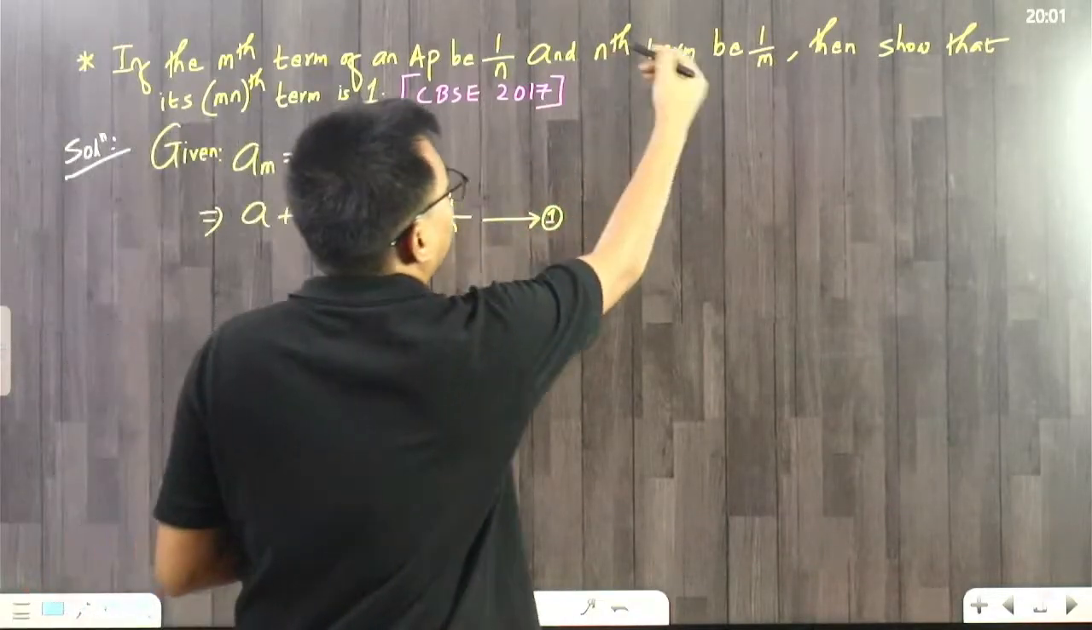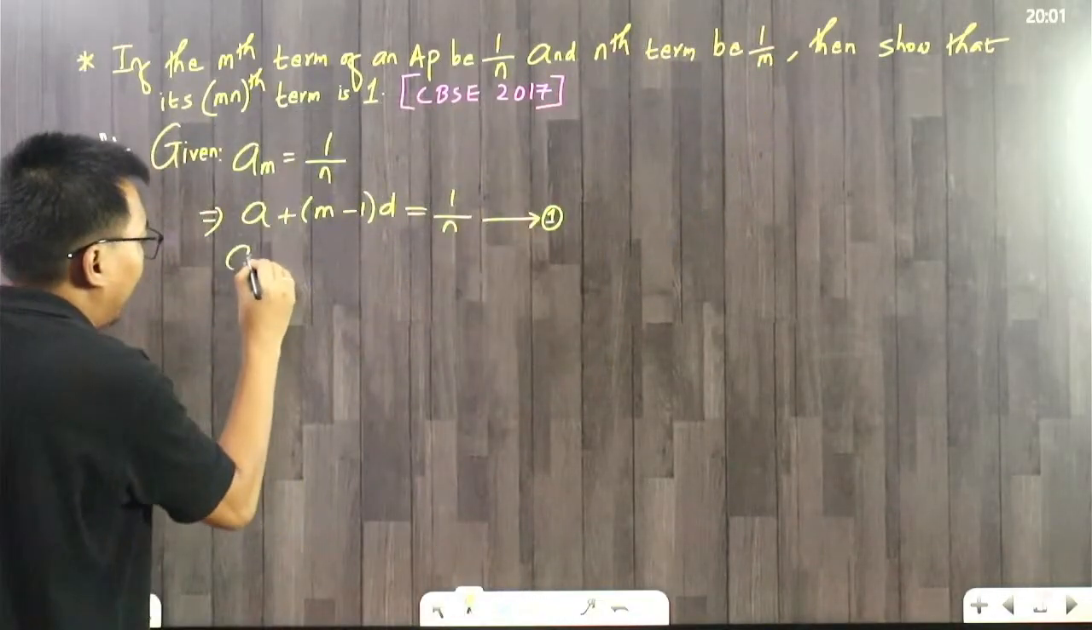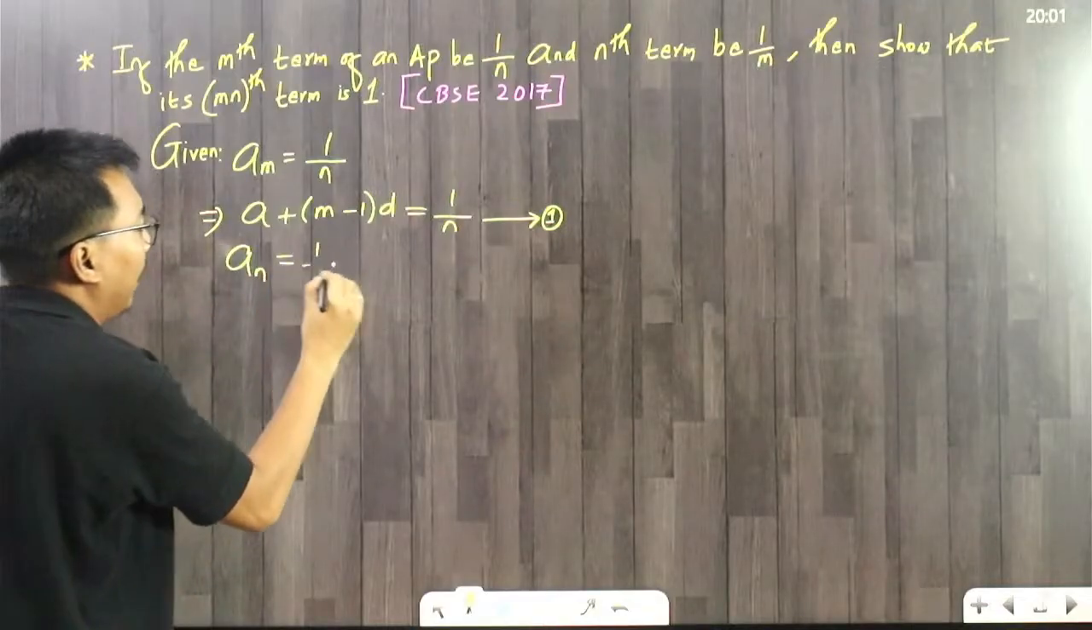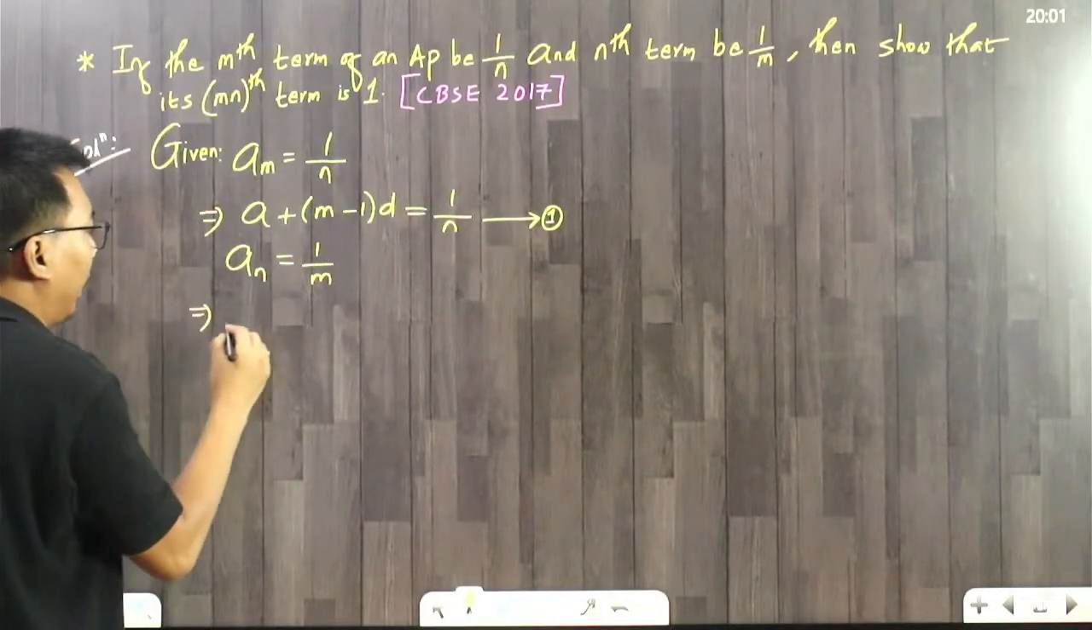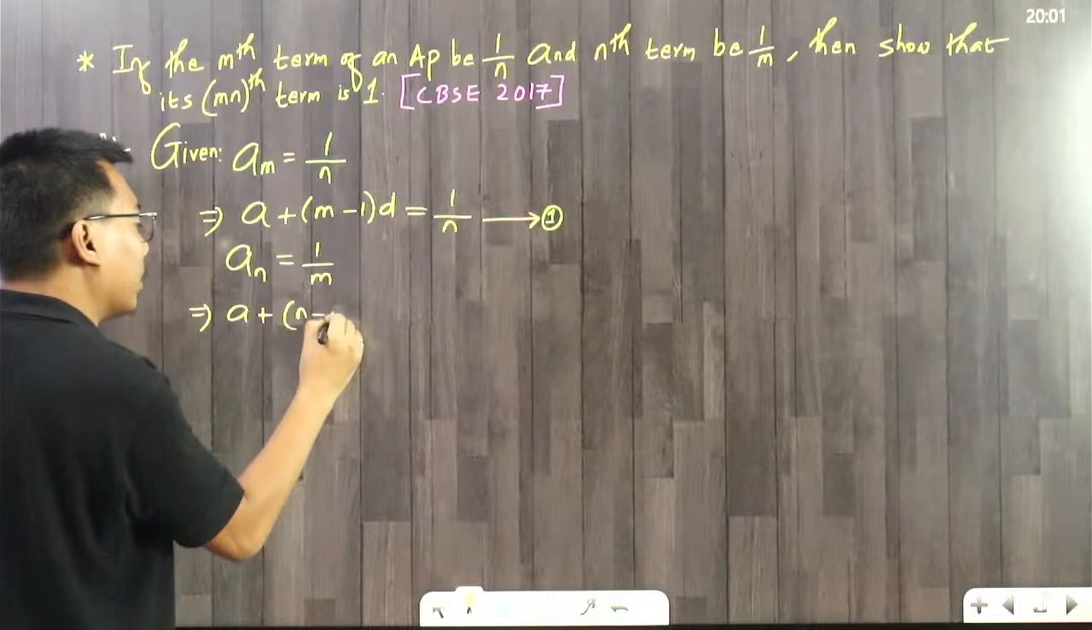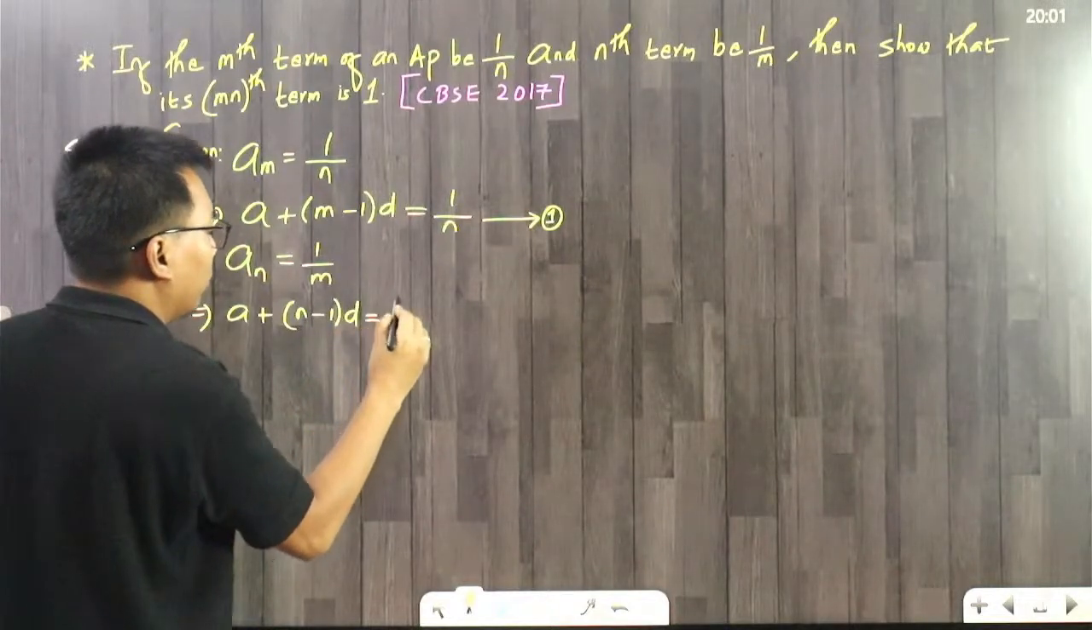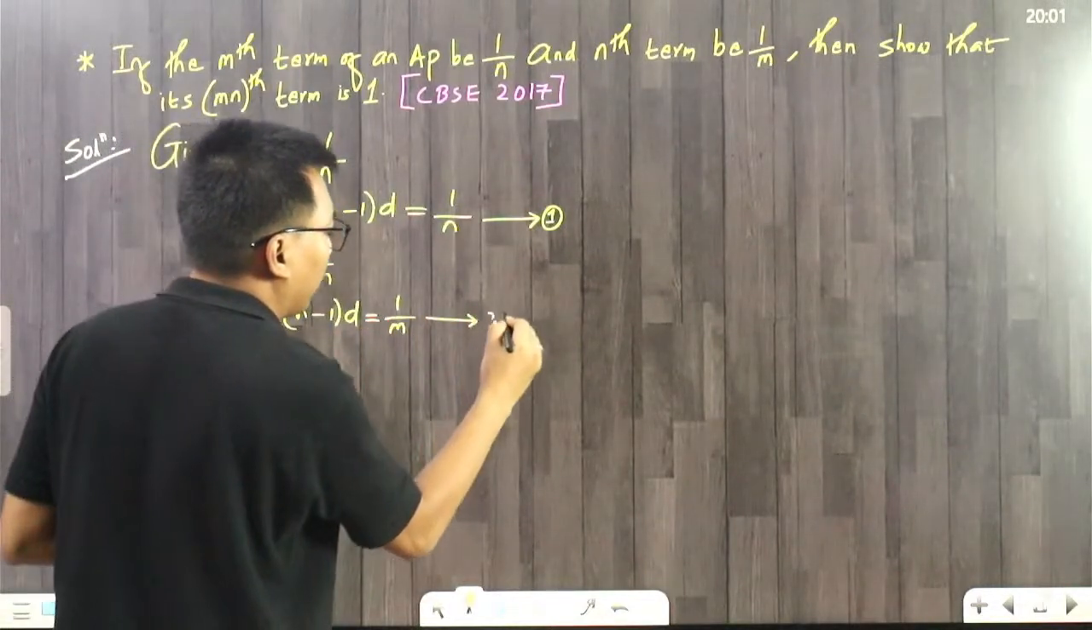Another one, the nth term is 1 by m. This is given. So an will be a plus n minus 1 d is equal to 1 by m. This is our equation number 2.